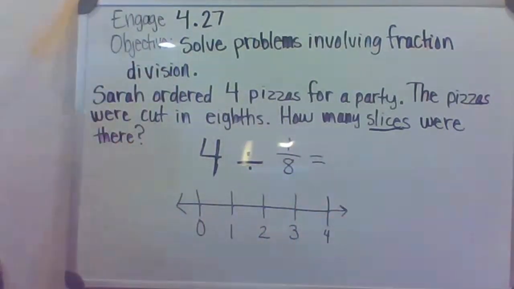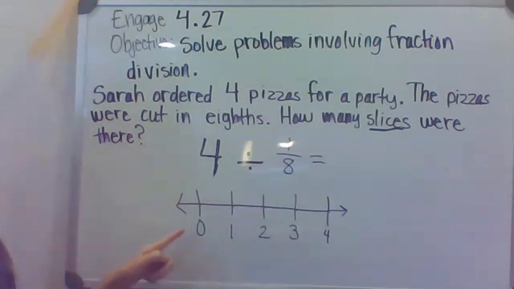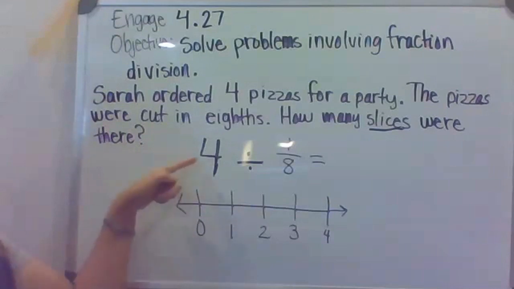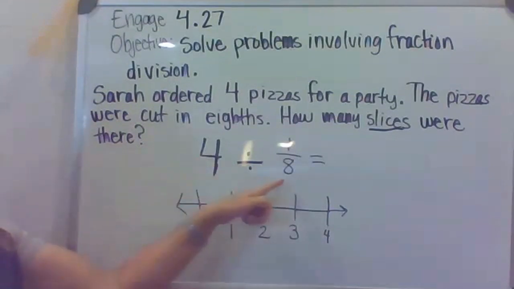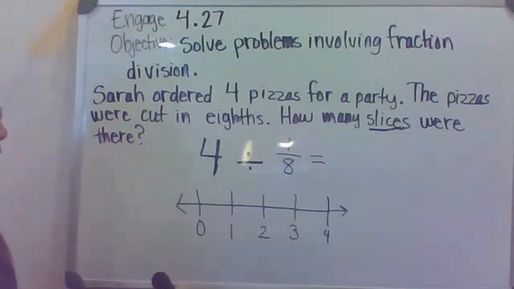Again, let me state that again. When I start my equation with a whole number, I will use a number line. That'll help you out with your thinking. When I start with a whole number instead of the unit fraction, so when my dividend is the whole number, I'm going to choose to use a number line. Got it? Okay. All right.